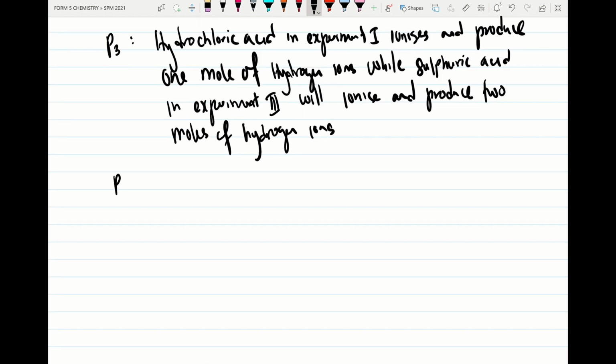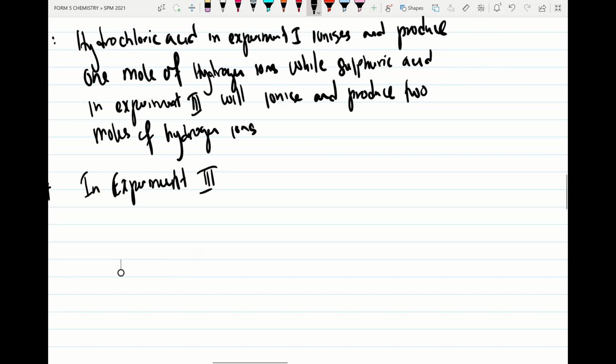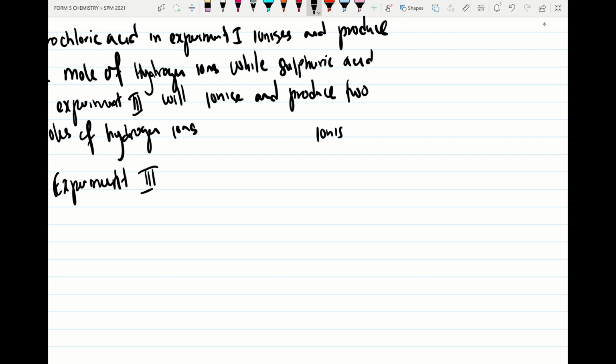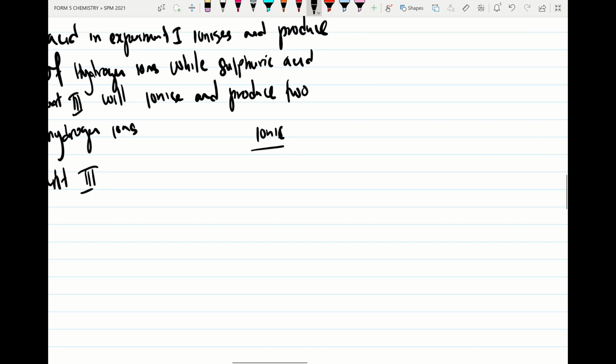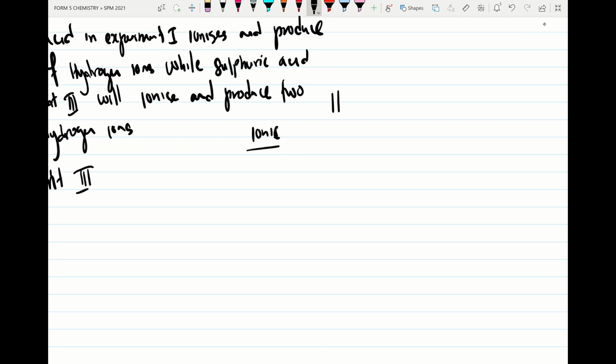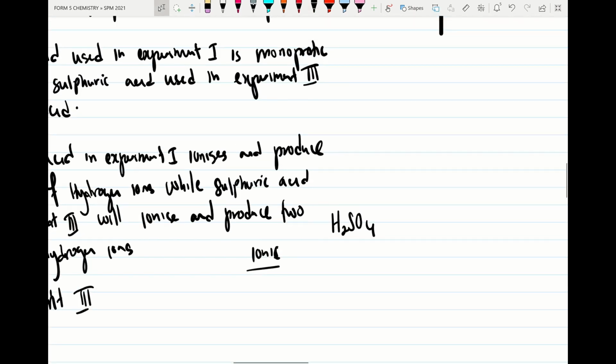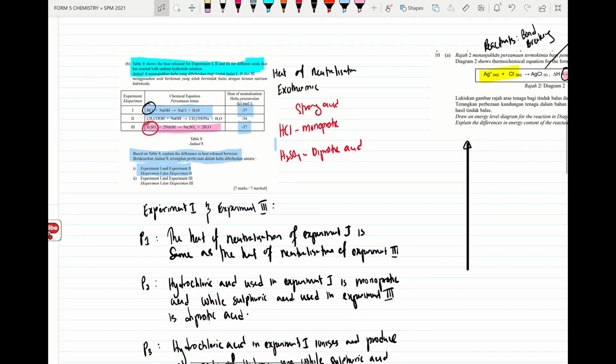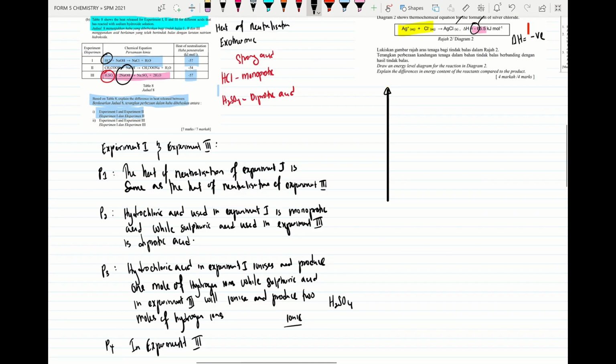Alright, so we go for point number 4, in experiment 3. Here we must do the ionic equation, so I try to do the chemical equation first. We check experiment 3: sulfuric acid reacts with sodium hydroxide.